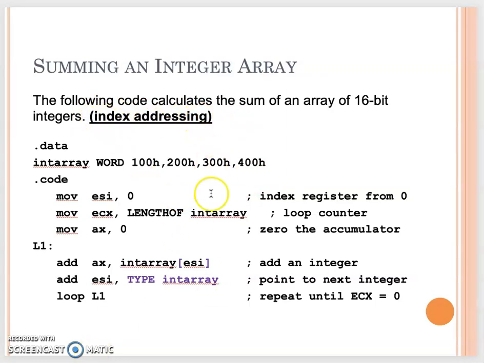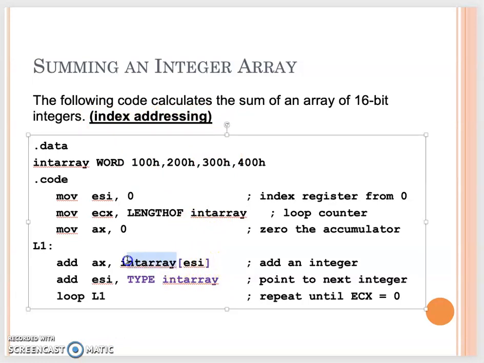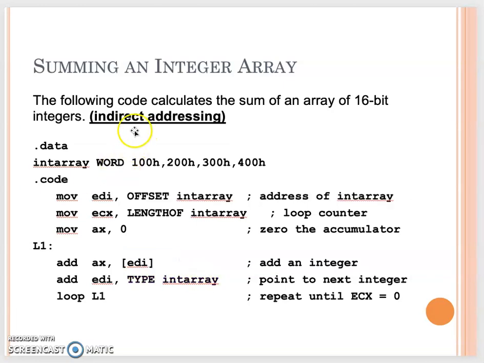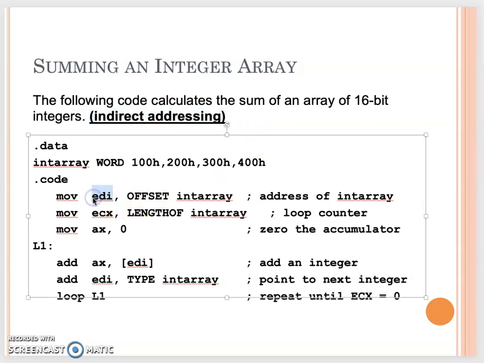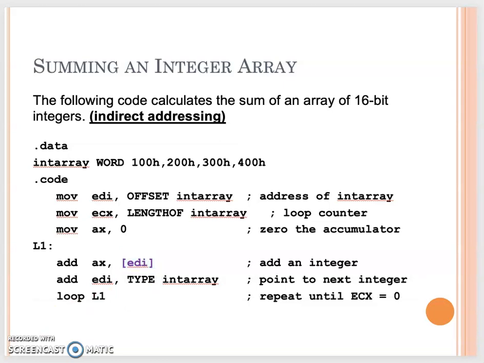Index addressing means your square bracket is associated with this index, and then you have the label before that. Earlier, we talked about indirect addressing. Even though we're still using the register, this register is the same location as the beginning of the data label, so we're using the offset of the data label. That's indirect addressing. That's only the memory address. So when you want to access the elements one by one, you need to dereference this register. That's the difference between indirect addressing and index addressing.